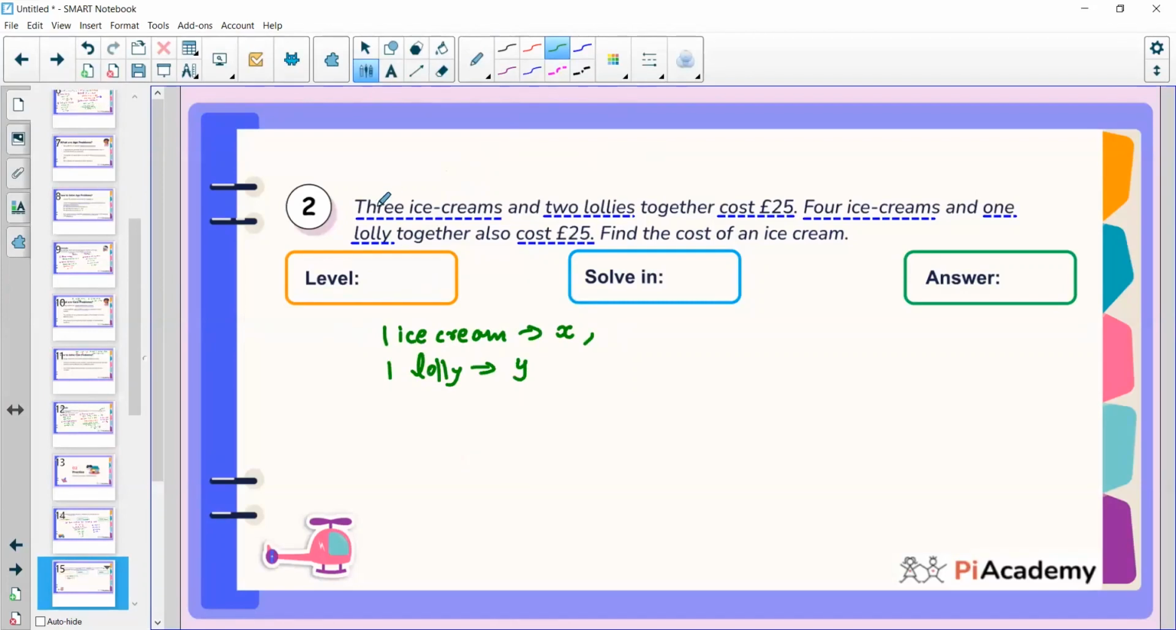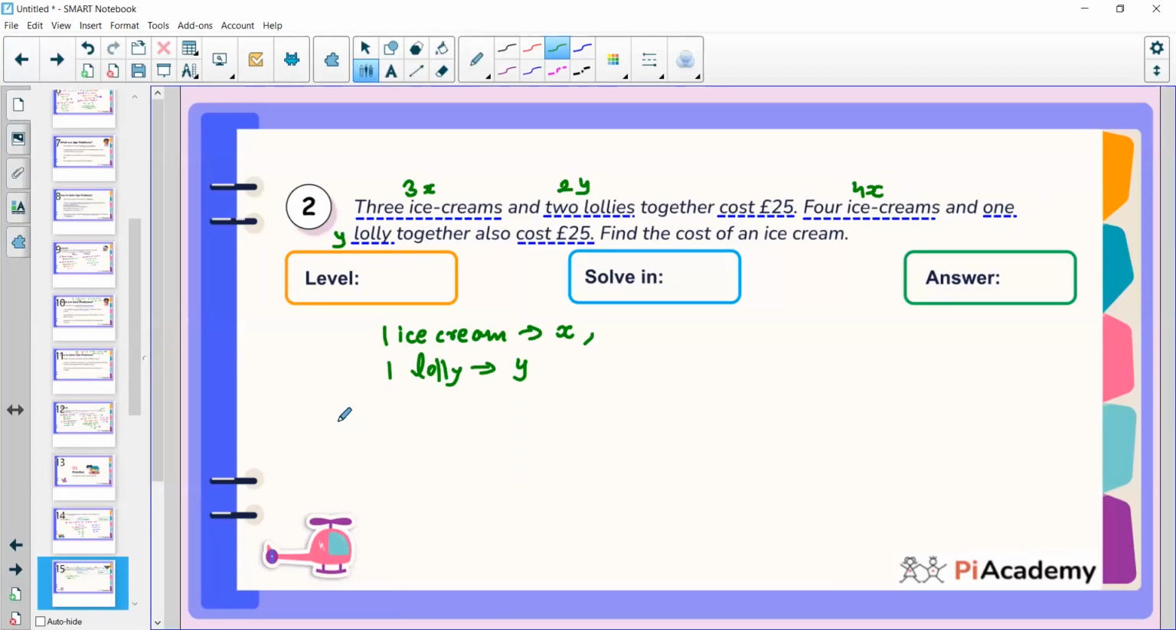So let's write the expressions now. What is the cost of 3 ice creams? If 1 ice cream is x, 3 ice creams is 3x, right? And for 2 lollies, it is 2y. Then again, let's write for the second statement: 4 ice creams is 4x and 1 lolly again is y. So these are our pretty simple expressions. Now let us try forming an equation.